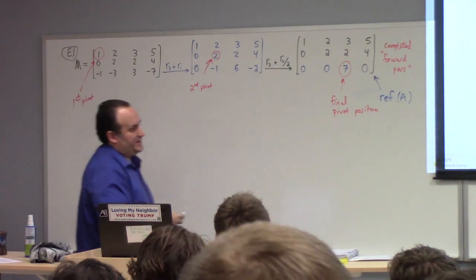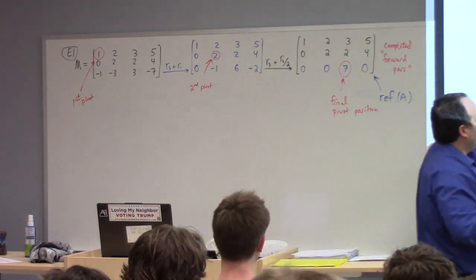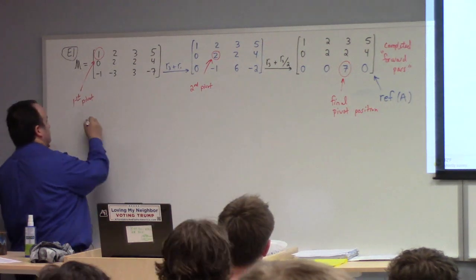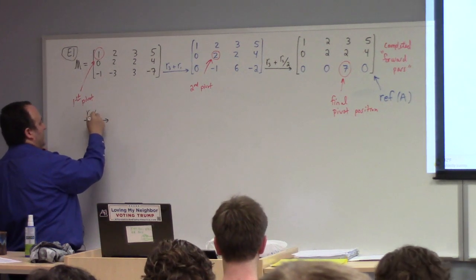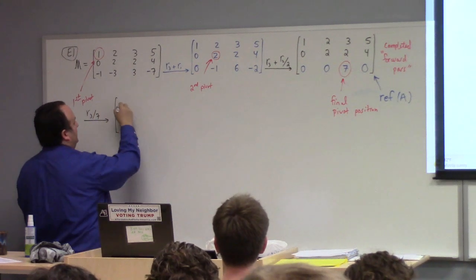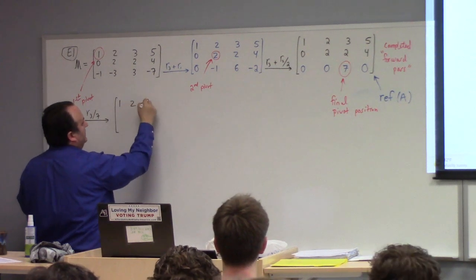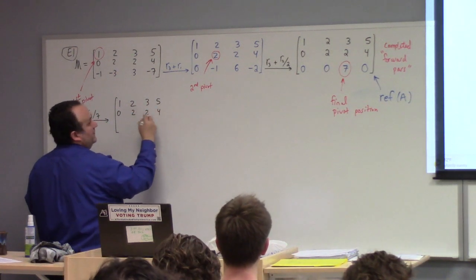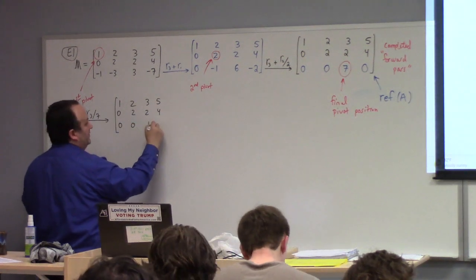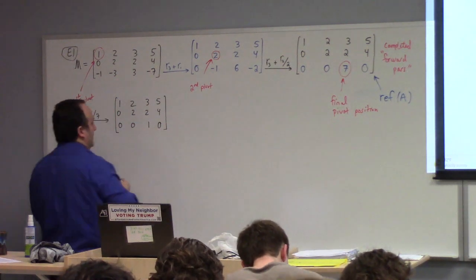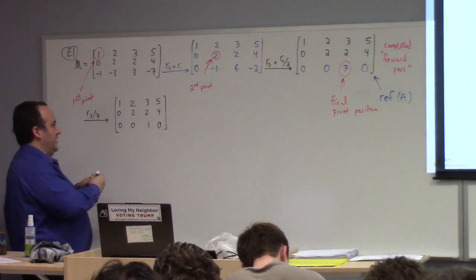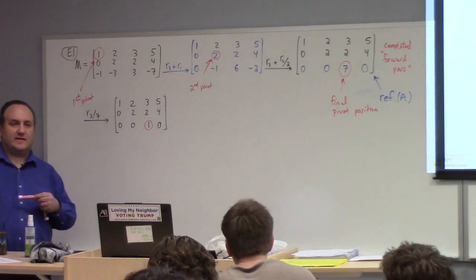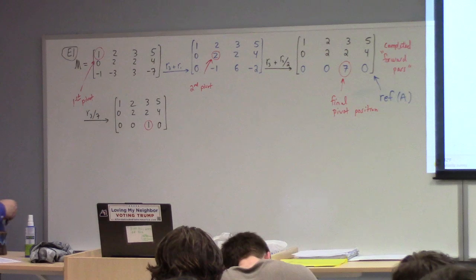So the next step 5 says that you rescale the bottommost entry to 1. So how do I get from 7 to 1? Right, so I do row 3 divided by 7, so the top guys are just the same, 1, 2, 3, 5, 0, 2, 2, 4, 0, 0, 1, 0. All right? And I'll circle this because this is the one we're working on. So now what we want to do is clear out the non-zero entries above the pivot. So how do you do that?